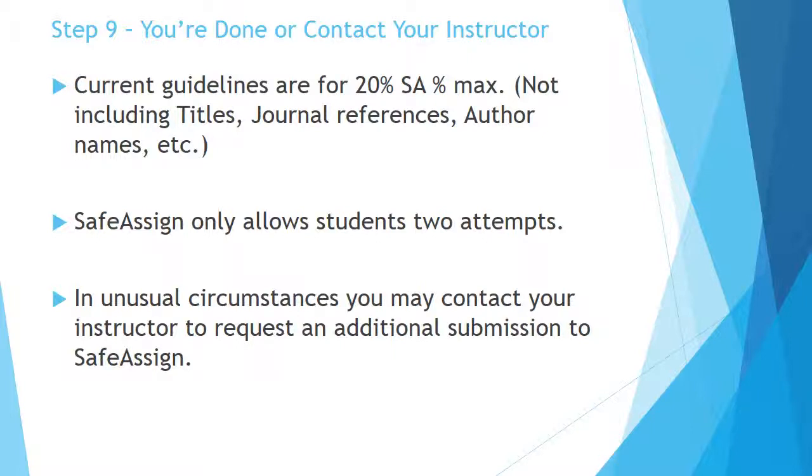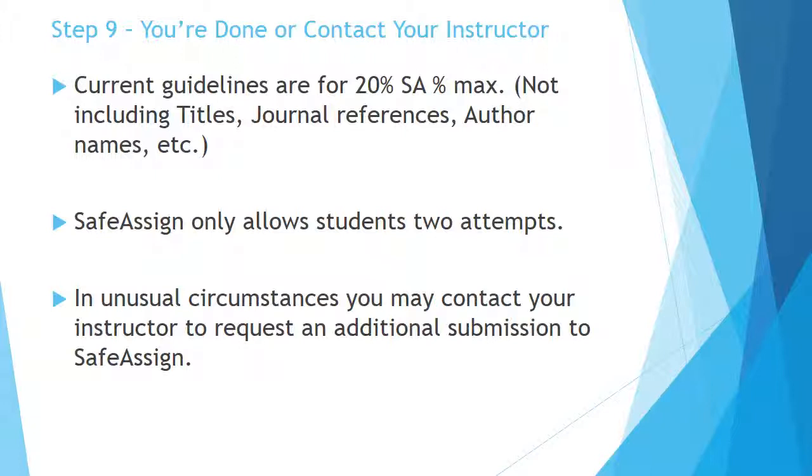So once you've gotten to this point, you as a student are done. You are only allowed 2 submissions to SafeAssign. The current guidelines that we're aiming for are 20% as a SafeAssign maximum percentage. That won't include your titles and journal references and author names, etc. It would include quotes and things that you're taking from other articles and putting in there. But the idea is we're looking for things that are written by you, your ideas, your words, your sentences, not cut and pasted from somebody else's work.